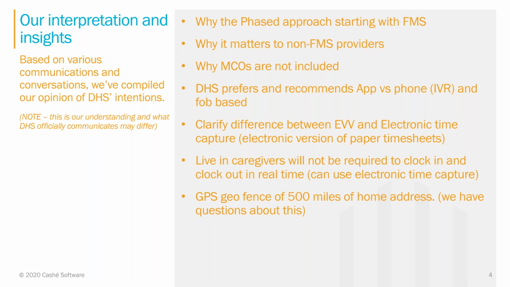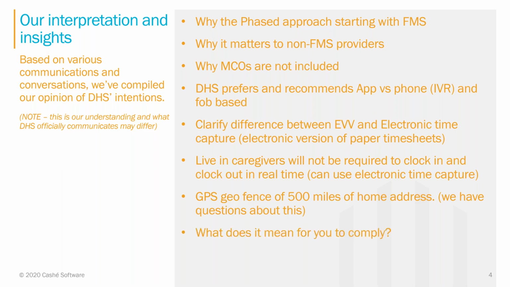And when we asked DHS what that virtual fence should be, they said 500 miles of home address. Well, that defeats the purpose of having EVV, but that's what DHS got back to us, and this was only a couple of days ago. We're going to further clarify this, and we'll keep you posted on what we find, but that is somewhat of an odd decision by DHS, and we'll further clarify this and let you know what we hear.